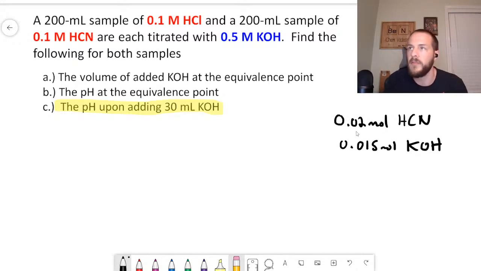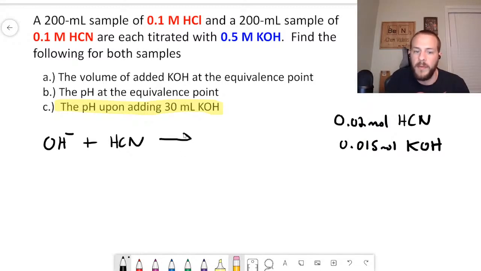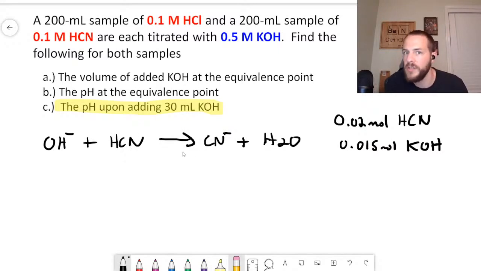Okay, so again, we have converted to moles, or we just remember our conversion from last time: 0.02 moles of HCN, 0.015 moles of KOH. Now let's write the equation for the neutralization. We're adding OH-, and we have HCN initially in the sample, and that's going to react. The OH- is going to grab a proton from HCN to make water, and HCN is going to lose a proton to become CN-. So this is basically just describing what happens: OH- converts a stoichiometric amount of the weak acid to the conjugate base of that weak acid. Let me repeat it. The OH- is going to convert a stoichiometric amount of HCN to CN-, the conjugate base of HCN.